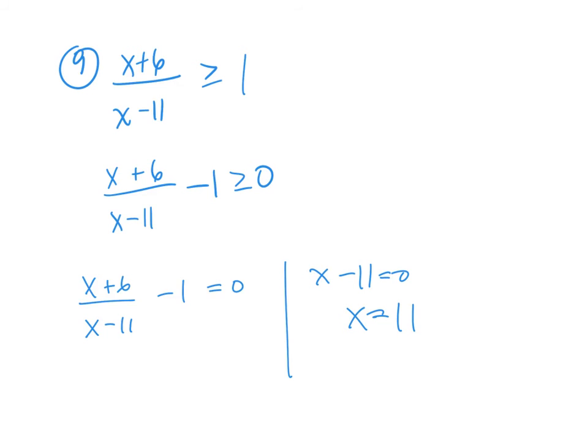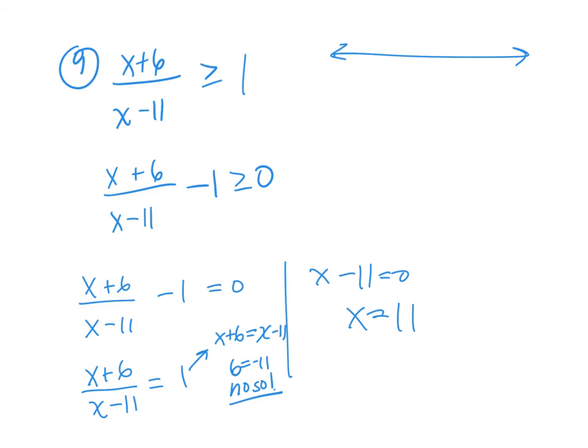And here, if I did keep it so that way it was equal to 1 and I cross multiplied, I would have x plus 6 is equal to x minus 11. And when I subtracted the x's on both sides, I'm going to get 6 equals negative 11, and that means there's no solution. So the only number we can use on our number line is this 11. So we only have 2 regions.